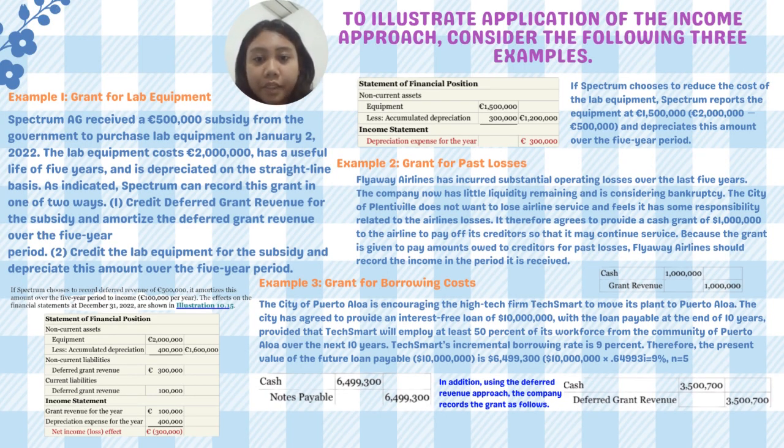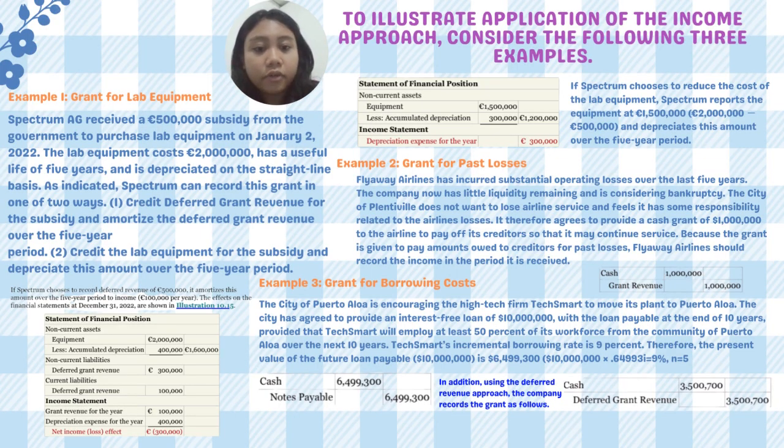The first example is a grant for lab equipment. Spectrum AG received a 500,000 subsidy from the government to purchase lab equipment on January 2nd, 2022. The lab equipment cost 2 million, has a useful life of 5 years, and is depreciated on the straight-line basis. As indicated, Spectrum can record this grant in one of two ways.